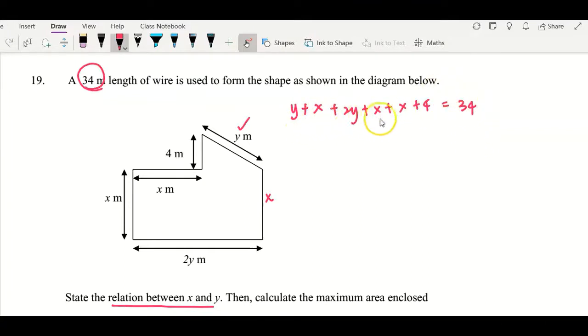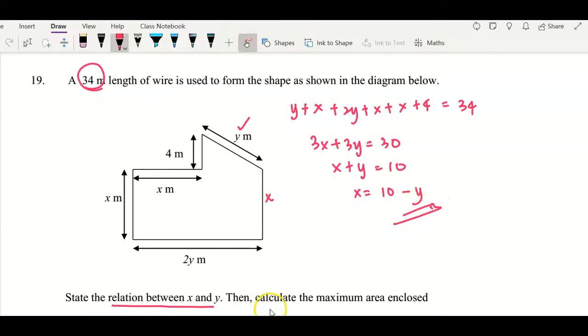And now we simplify it. I have my 3x plus 3y equals 34 minus 4. You got 30. Simplify further, you have x plus y equals 10. All right, or you can make your x in terms of y. You have x equals 10 minus y. This is the relation between the x and y.